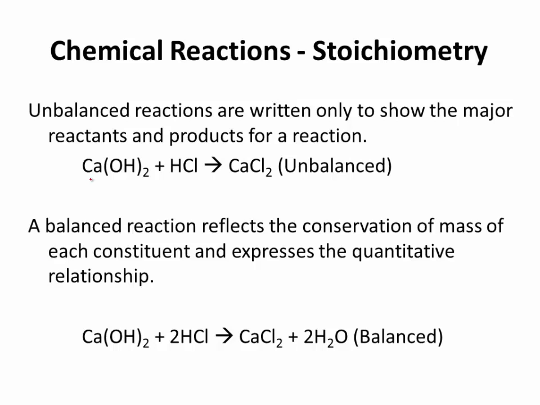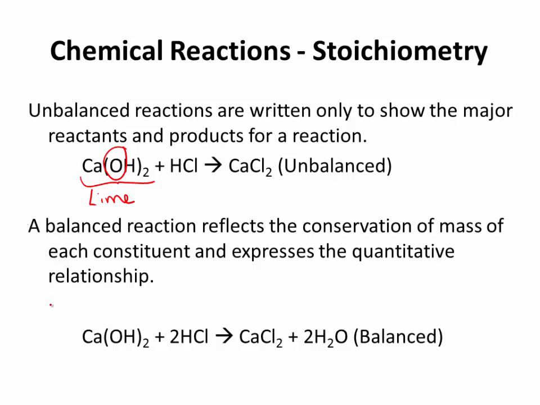In this example, you have calcium hydroxide, which is referred to as lime by its common name, reacting with a strong acid, hydrochloric acid, to yield calcium chloride. You can see that this reaction ignores the conservation of mass because oxygen is present as a reactant and is not shown as a product. This is not technically possible.